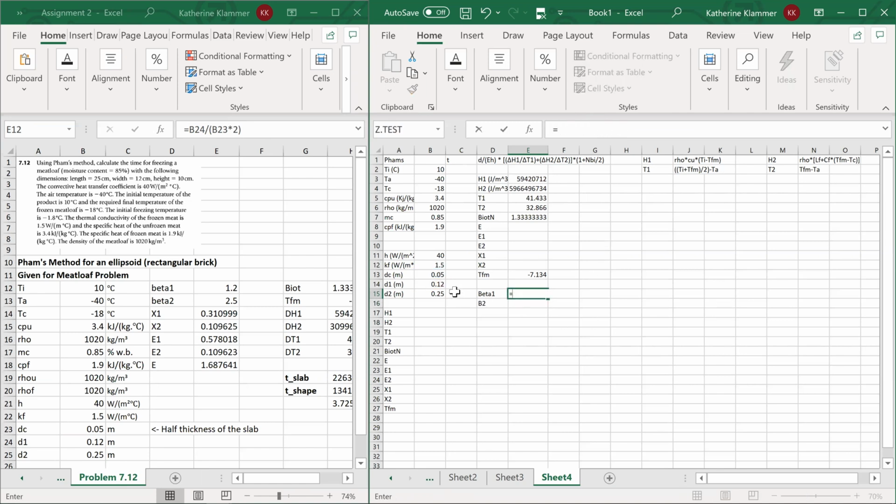I'm just not doing it right enough. I don't know why I'm getting a different value than him. Oh, because I did it in reverse, that's why. There we go. Okay, and then for beta 2, we have, again, this time it's going to be the length divided by the height.